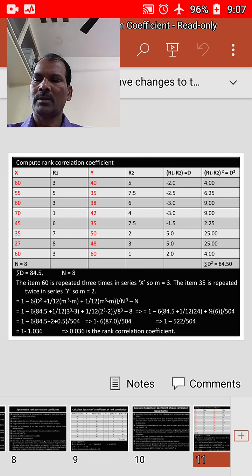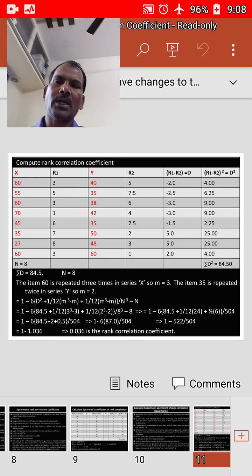N, the number of pairs of observations, is 8. As we saw in series x, the item 60 is occurring 3 times, that is m is equal to 3. The item 35 is repeated twice in series y, so m is equal to 2. If we consider the formula, that is 1 minus 6 bracket sigma d square plus 1 by 12 bracket m cube minus m plus 1 by 12 bracket m cube minus m bracket close, by n cube minus n.